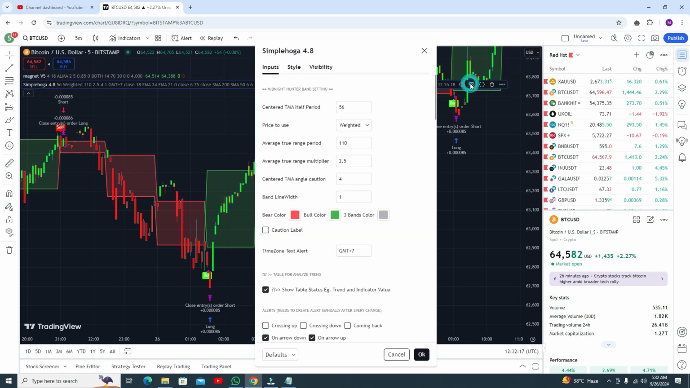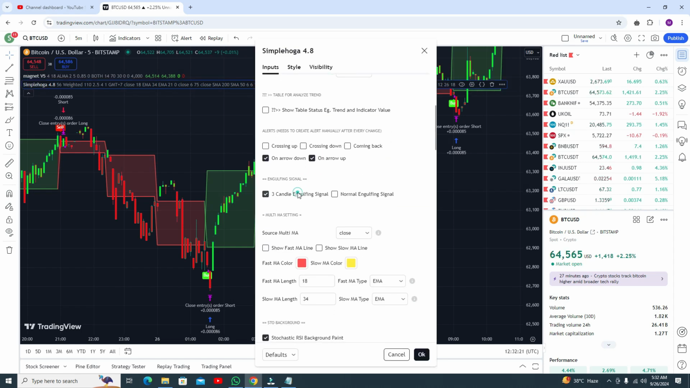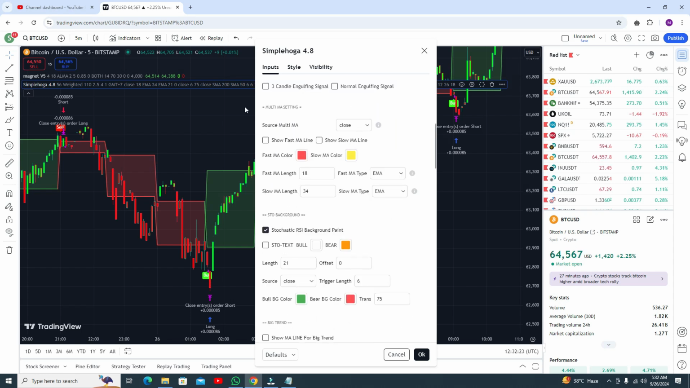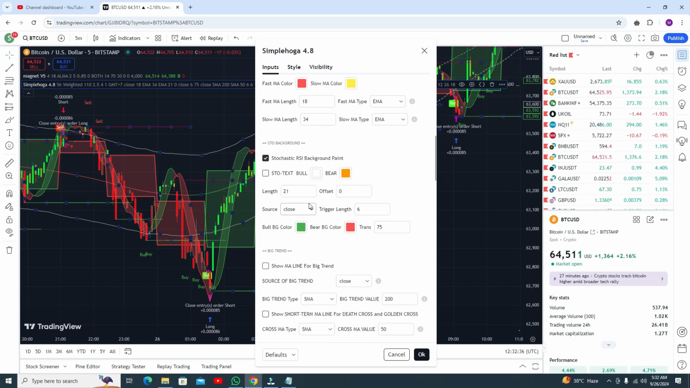We need to change some settings in this indicator, like you can uncheck this one, the 3 unfolding signal, we do not need this one. In this indicator I use all the things. Here you can even use the MA source code, the MA fast line and slow line, which you can adjust. This is the RSI. We need to put 75 for the RSI.